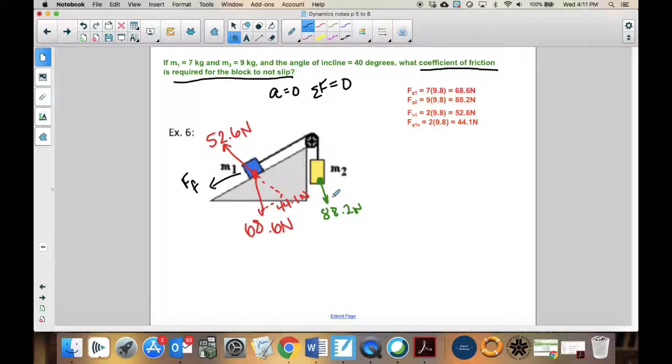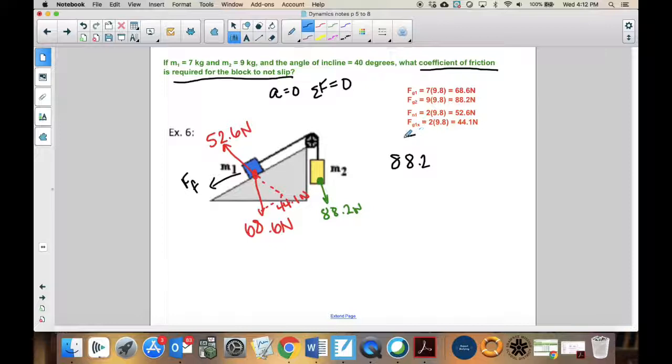And so when we do this, let's take a look at what we have going on. We have a force of 88.2 going this way. We have a force of 44.1 going this way, and we want to know how much we need to add to that to counteract that 88.2 newtons. So let's set this up. We have 88.2 newtons going in one direction. It doesn't really matter if we call that positive or negative. Let's just call that the positive.